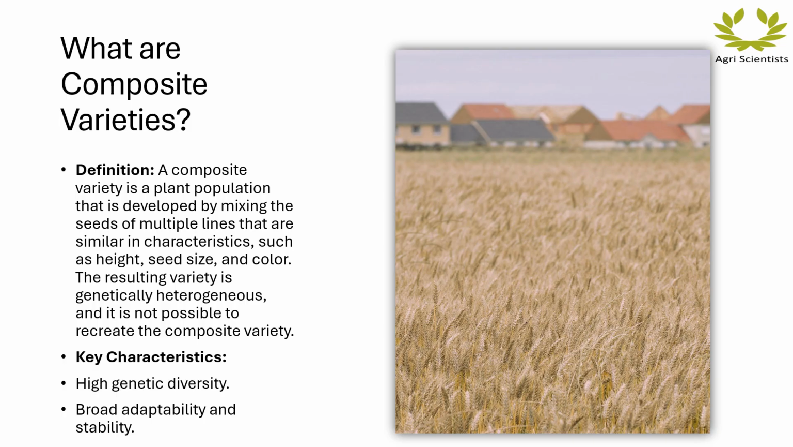A composite variety is a plant population that is developed by mixing the seeds of multiple lines that are similar in characteristics, such as height, seed size, and color. The resulting variety is genetically heterogeneous, and it is not possible to recreate the composite variety. Key characteristics: high genetic diversity, broad adaptability and stability.